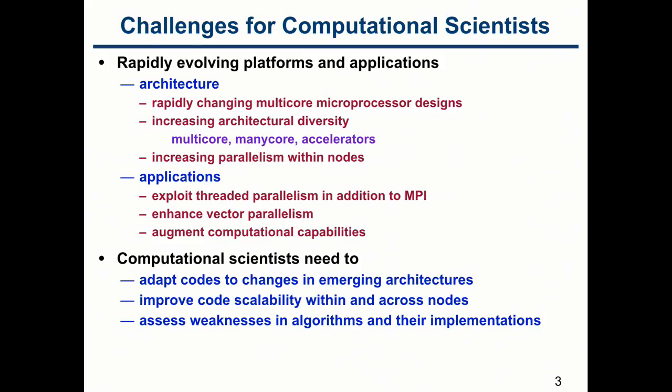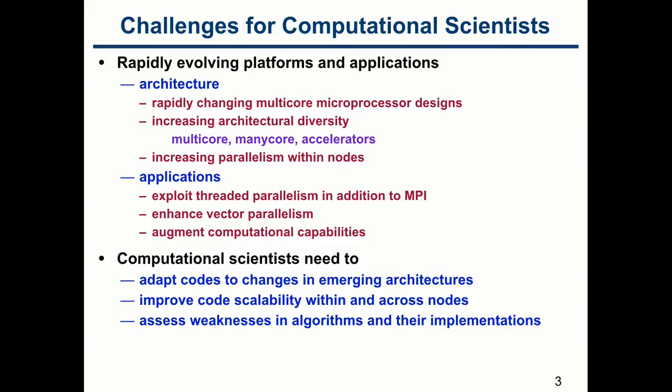There's increasing architectural diversity, so we have leadership computing facilities that have multi-core processors. The emerging ones will have many-core processors with as many as 72 cores. Some systems have accelerators, so you have a multi-core processor equipped with a GPU, and there's increasing parallelism within the nodes. Then on the application side, you have to adapt your applications to deal with the fact that the architectures are changing.